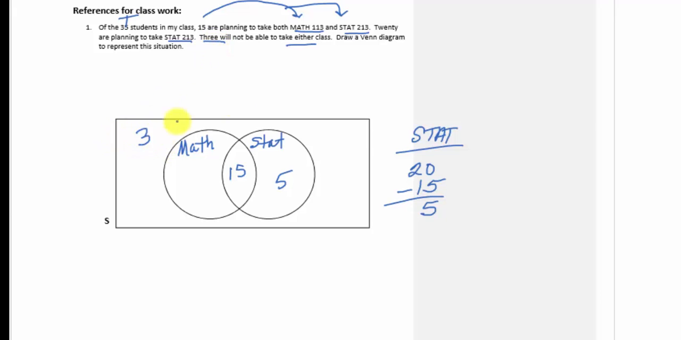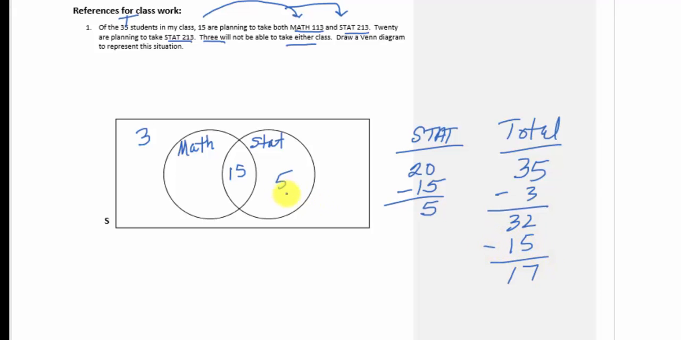And so our total, it says, is 35 students. So with that total of 35, we're going to take away the values that are already listed. So we'll take away 3 from the universe. We'll take away 15 from that intersection. And then we'll take away 5 who are just taking the stat. And that leaves us 12. So I know there are 12 students who are going to be taking math but not taking stat.